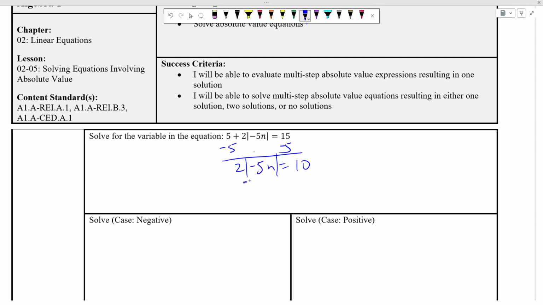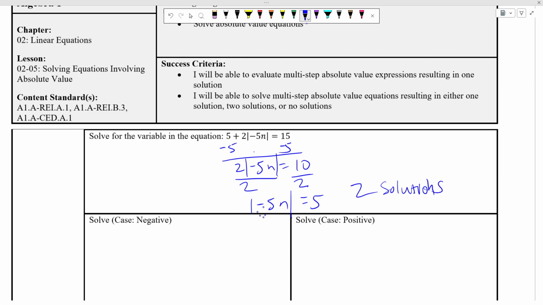Okay, still not isolated. Got to do some more inversing. Now I have -5n equals 5. Now I am in a state in which I have absolute value term equals positive value, which means I will have two possible solutions.